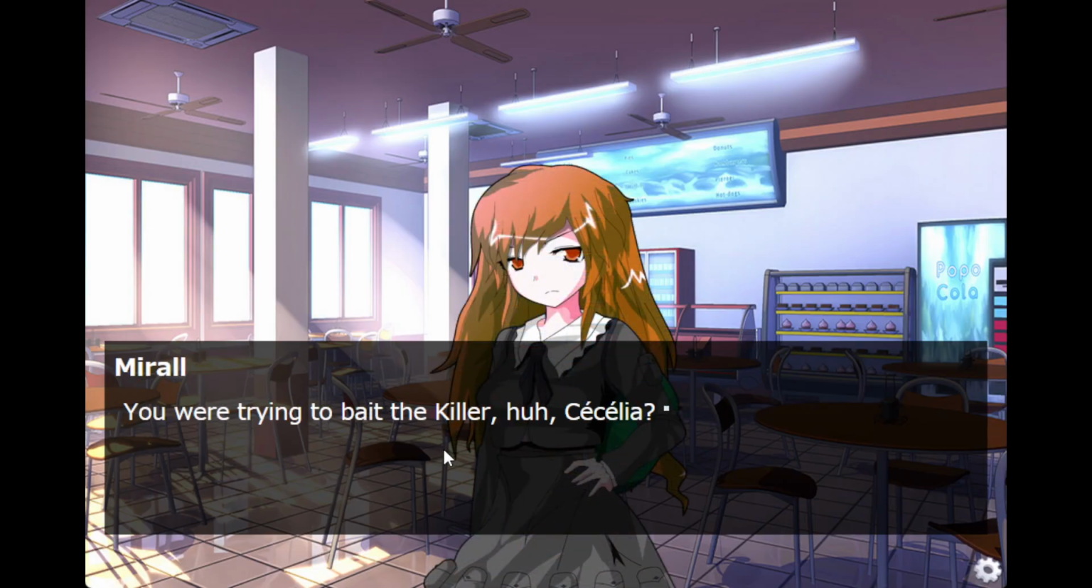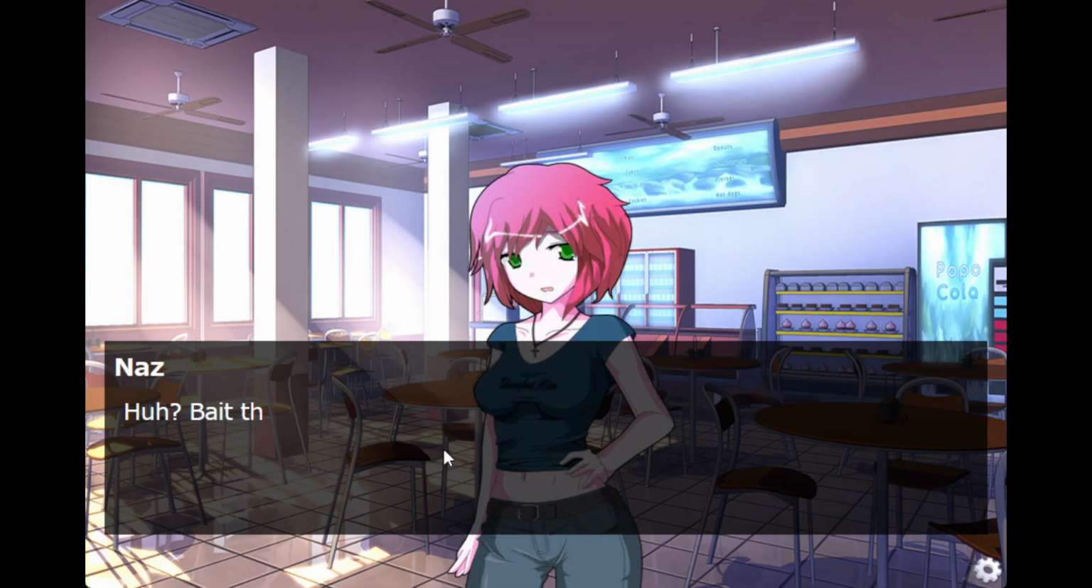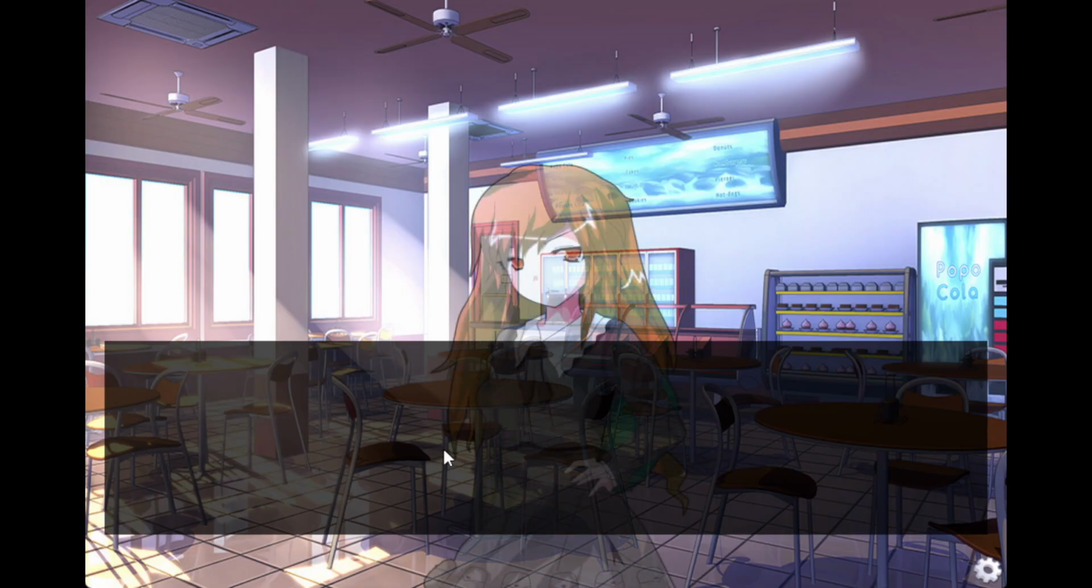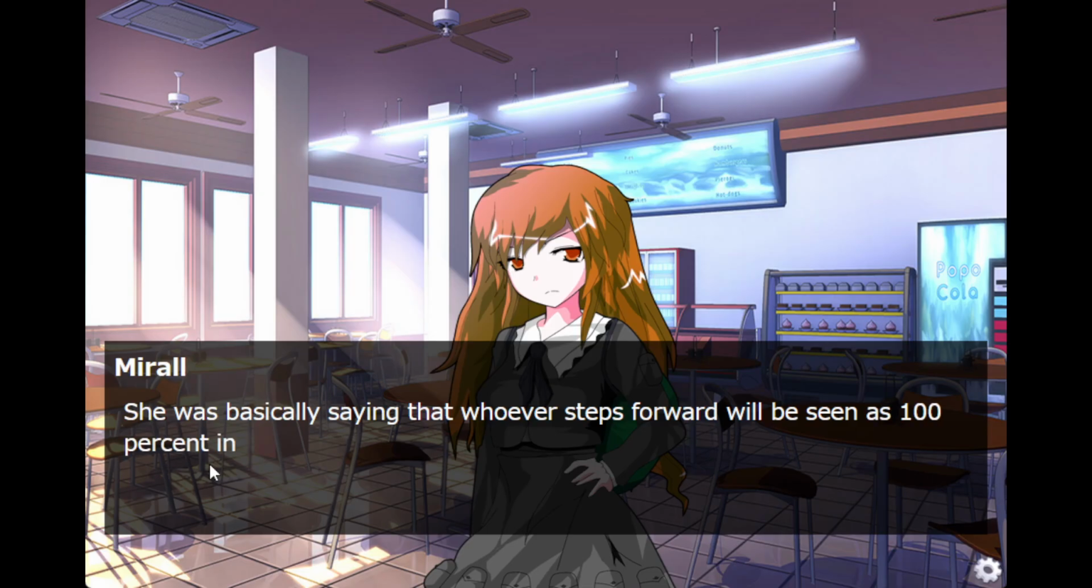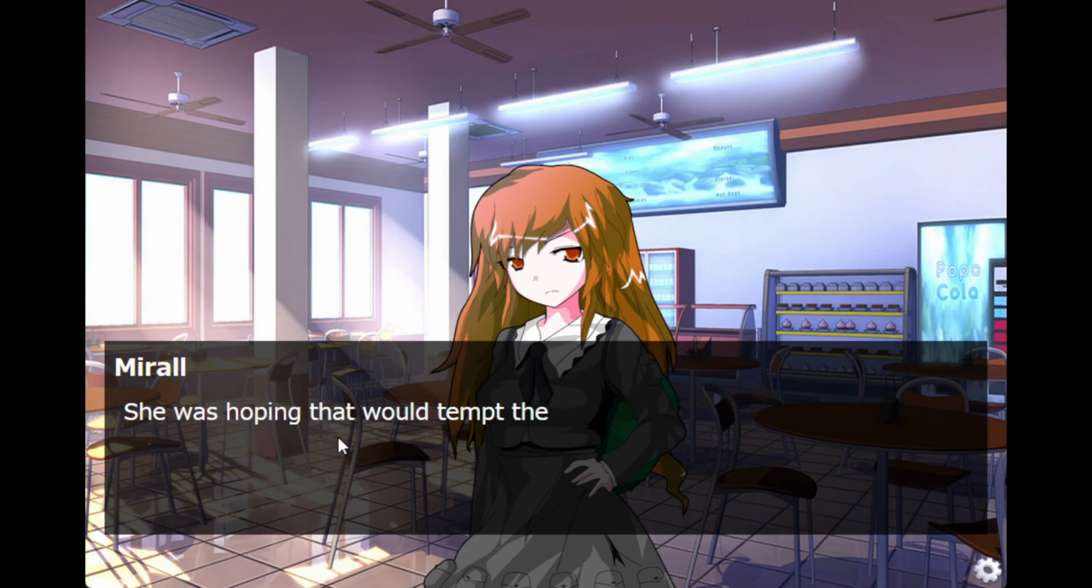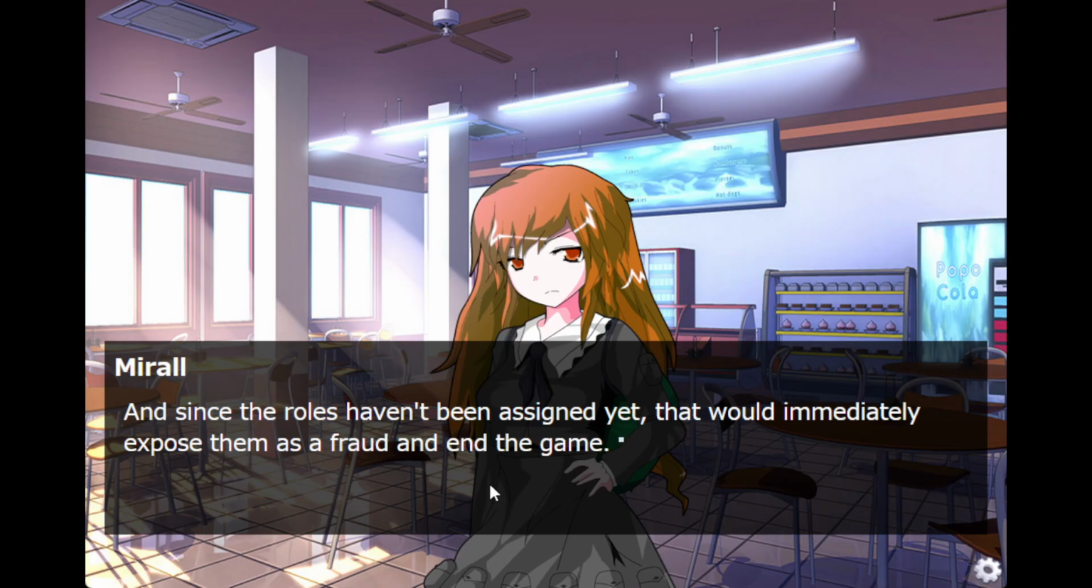You're trying to bait the killer, huh, Cecilia? Huh? Bait the killer? But they claim that the people with special roles will narrow down the suspect list. She was basically saying that whoever steps forward will be seen as 100% innocent. She's hoping that would tempt the killer to falsely claim that they had a special role. And since the roles haven't been assigned yet, that would immediately expose them as a fraud and end the game. That's pretty smart.